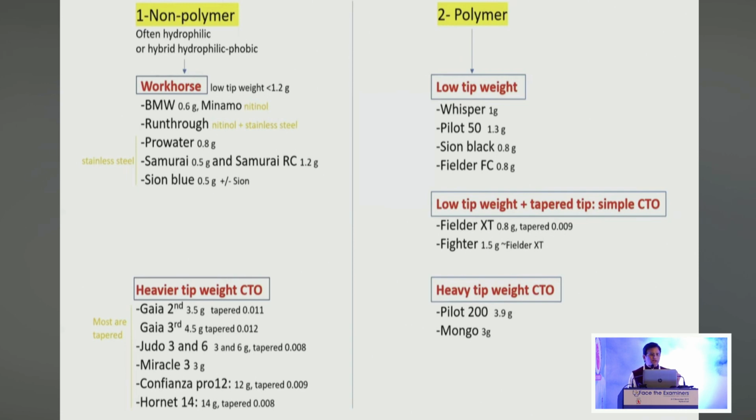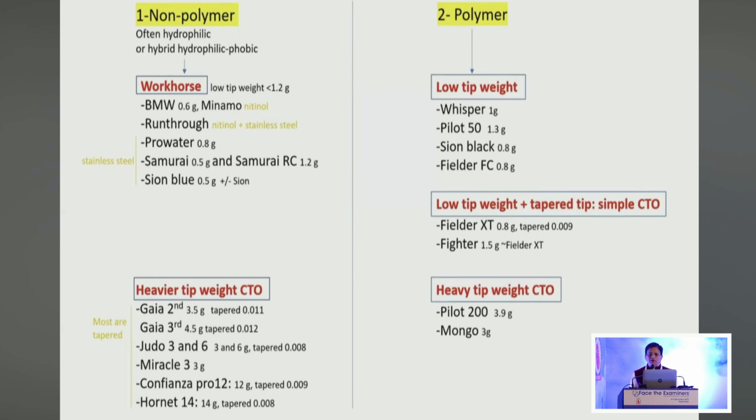Most of the workhorse wires are low tip weight, less than 1.2. And of course, the BMW and Minamo, these are the two commonly used workhorse wires, which are usually hybrid wires. Basically, the tip doesn't go up to the tip and the tip is flexible. Whereas the other ones, Runthrough, Pro Water, Samurai, and Cyan Blue, are all wires basically made of steel. Stainless steel is the body. So again, you can see in general, most of the weights are lesser, 0.8 grams, 0.8 grams, and 0.5 grams, and Cyan Blue and Cyan.